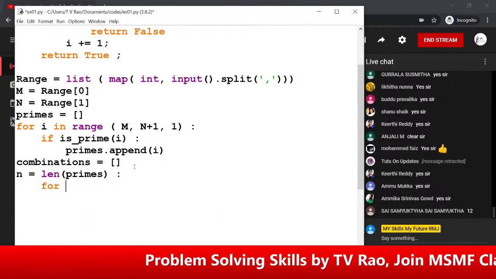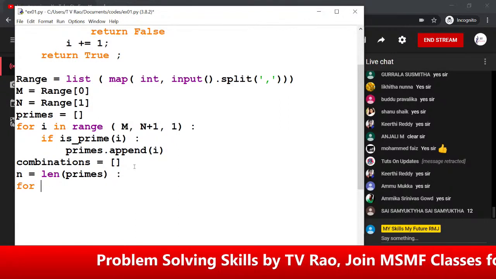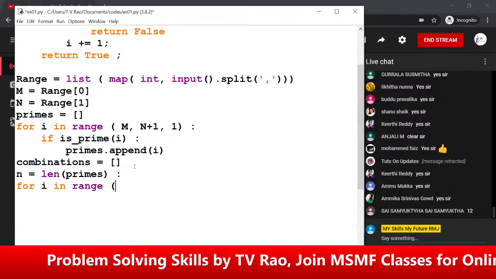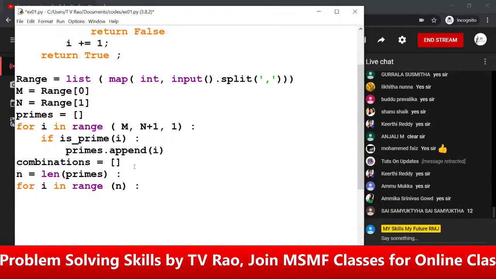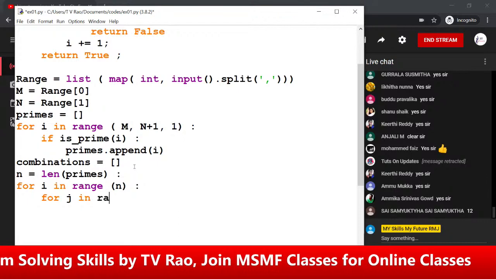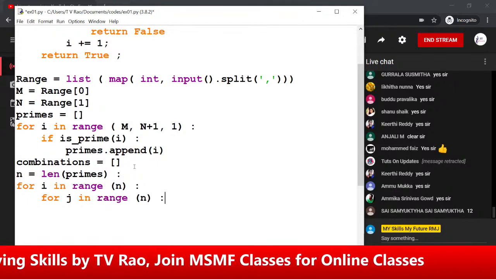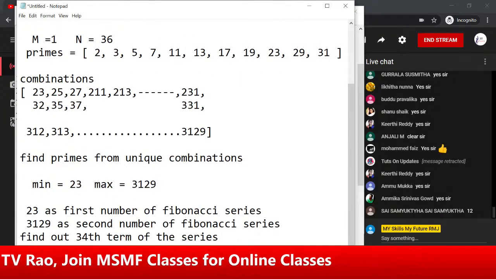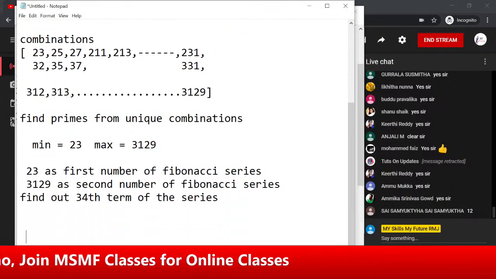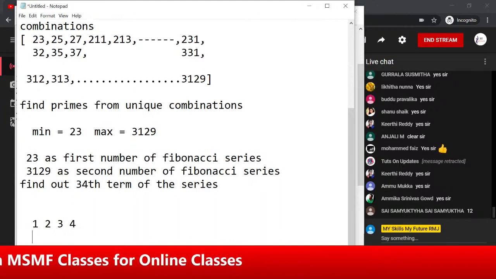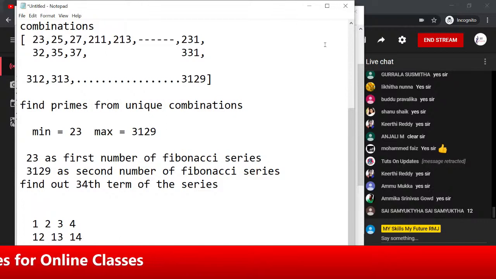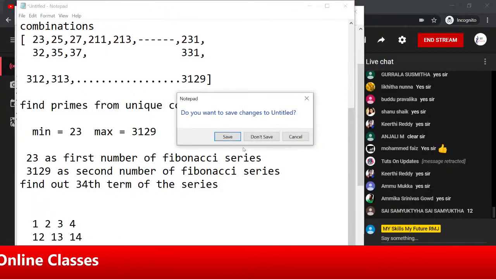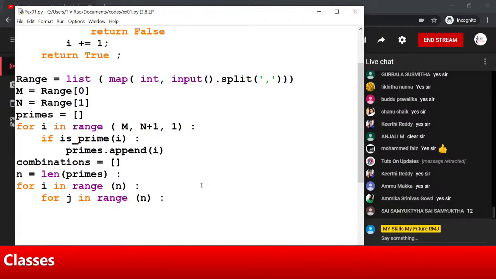Okay, now for I in range first prime to last prime, for j in range first prime to last prime. Okay, you need unique combinations. What do you mean by unique combination? Suppose 1, 2, 3, 4 are there. 1 must be paired with 2, with 3, with 4. 1 should not be paired with 1. So you need a condition here. What is the condition? If I not equal to j, then pair.